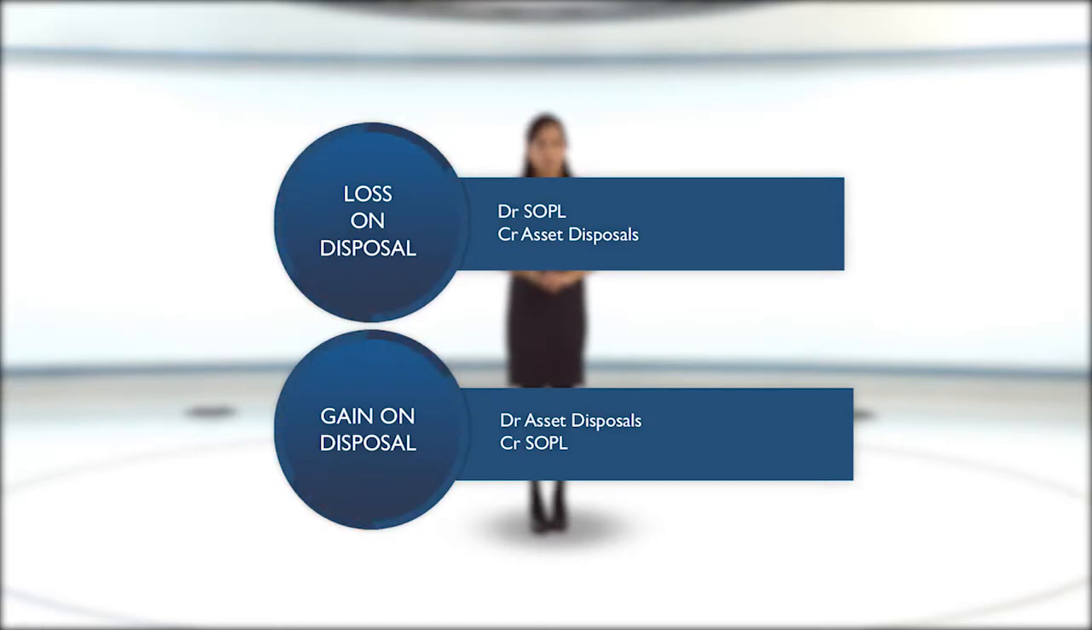If you have a gain on disposal, it means that the balance brought down appeared on the debit side of your account. So what you do, you debit asset disposals and you credit SOPL because it's an income.